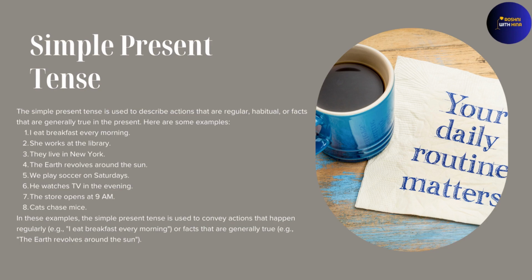The earth revolves around the sun. We play soccer on Saturday. He watches TV in the evening. The store opens at 9 a.m. Cats chase mice. In these examples, the simple present tense is used to convey actions that happen regularly, for example, I eat breakfast every morning, and facts that are generally true, for example, the earth revolves around the sun.